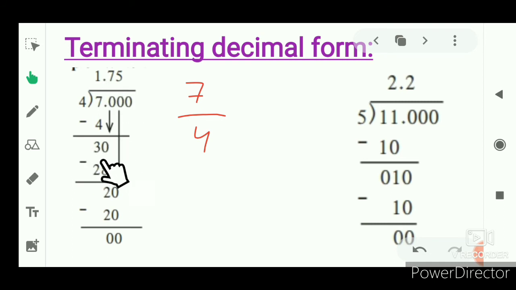Then we will take 0. Then 4 sevens are 28, 2 is remaining. Then we will take 0. Then 4 fives are 20. Then after that, what is remaining? Remainder is 0.